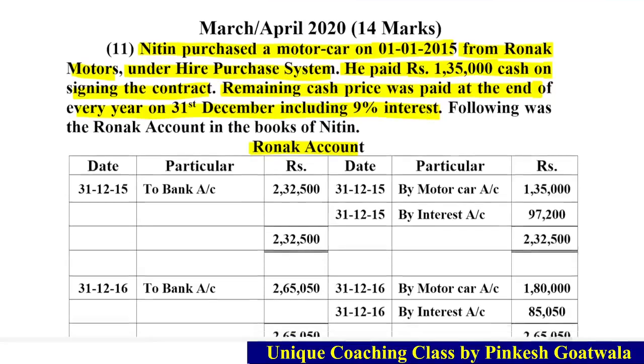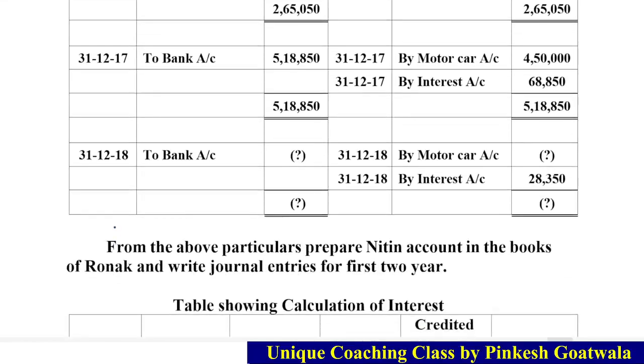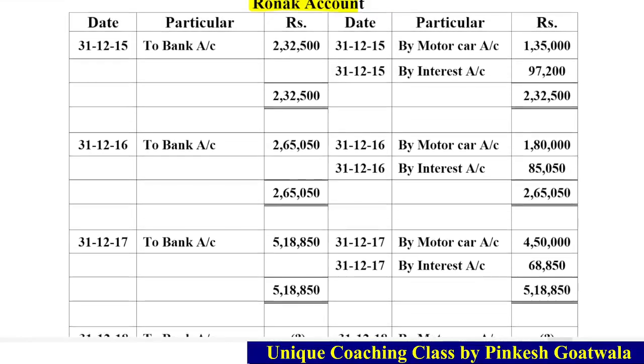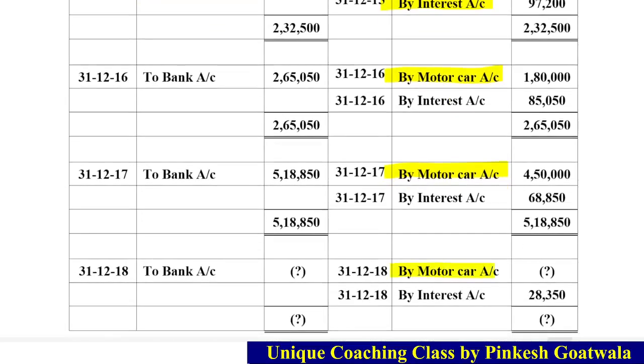Now they give here Ronak account. Okay, whose account is given? Ronak's account is given. And from the above particulars, prepare Nitin account in the books of Ronak and write journal entries for 2 years. So this information is given. Now what is the twist point here? Twist point, it's an account. Look at the account. In this account, here bank account, here interest, here motor car. But second year again look at motor car, third year motor car, fourth year motor car. If you practice this sum, you know that it does not happen in any account.